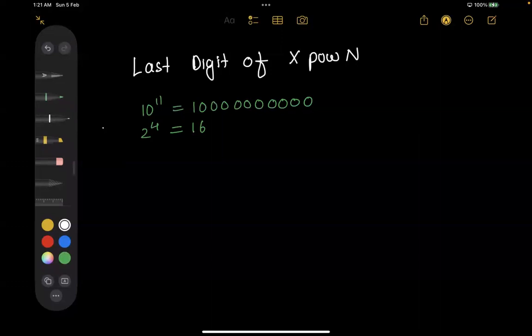Those numbers are x and n, and you have to find the last digit of this x power n. So whatever is the answer, in that answer you have to find the last digit and print it. So for 10 power 11, our answer will be nothing but 0. For 2 power 4, the answer will be nothing but 6. So this is the question.